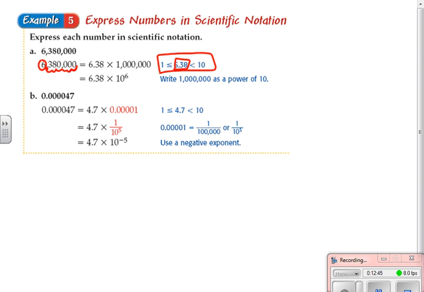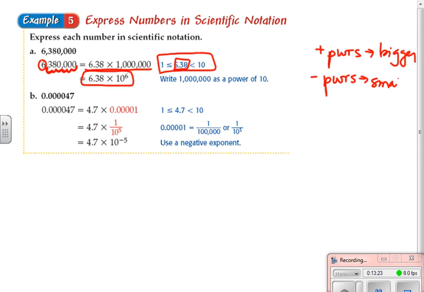Well, I had to move it 1, 2, 3, 4, 5, 6 times. So really what I'm talking about is 6.38 times 1 million. Well, 1 million could be written as 10 to the 6th, and I always think about those having to move your decimal place. So 6.38 times 10 to the 6th is your scientific notation. Remember, positive powers, you get bigger numbers. Negative powers, you get smaller numbers. Okay?